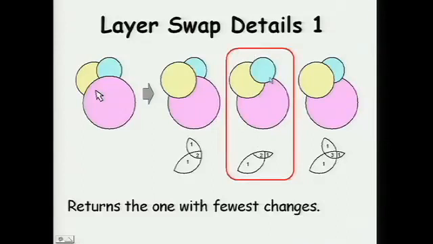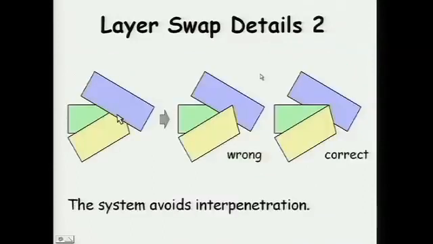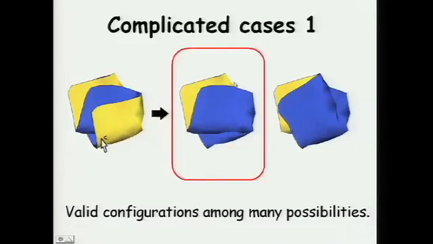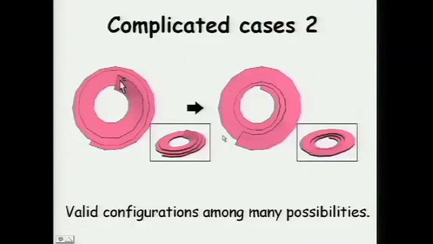And here, I already explained this. If you click here and just swap yellow and purple, there will be interpenetration, so the system picks the right one. And this is a complicated case, where there are two possible solutions, and again the system returns the one with the minimum changes. If you want to get this one, you can additionally click somewhere here, and then you will get this one. And again, a spiral. If you click here, the system actually completely reverses the order.